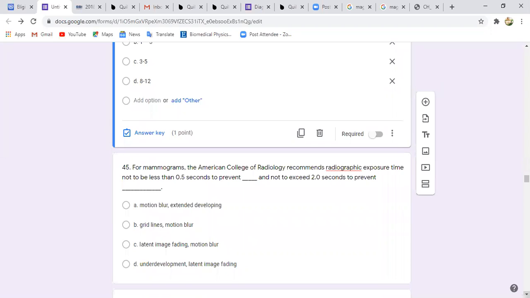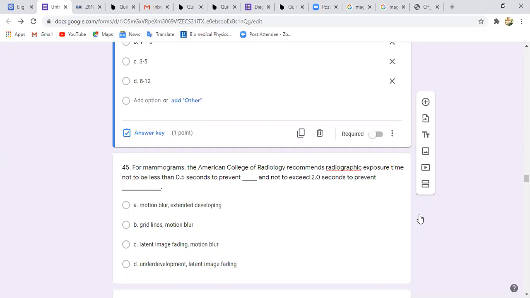For mammography, the American College of Radiology recommends radiographic exposure times not to be less than 0.5 seconds to prevent dash, and not exceed 2 seconds to prevent what? I think the answers are almost staring us in the face. So which is that? It's A. No, it's not A. The grid has to move to prevent grid lines. Yeah, it is B.